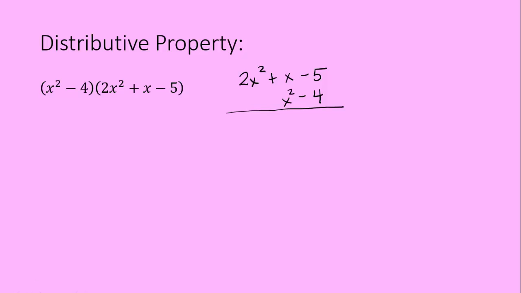And then think of it as a 3-digit number times a 2-digit number, because it is the same kind of distribution as that kind of multiplication. So I'm going to multiply -4 straight up times the -5, which makes 20. And then -4 times x, which is -4x, etc. So -4 times 2x squared is -8x squared.